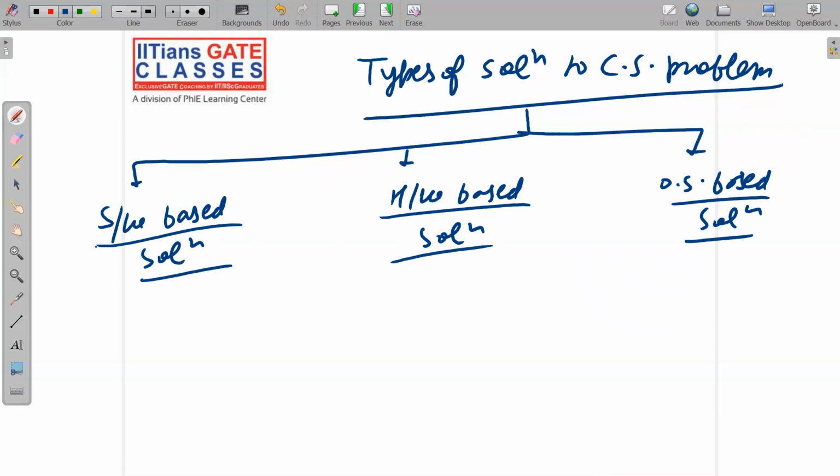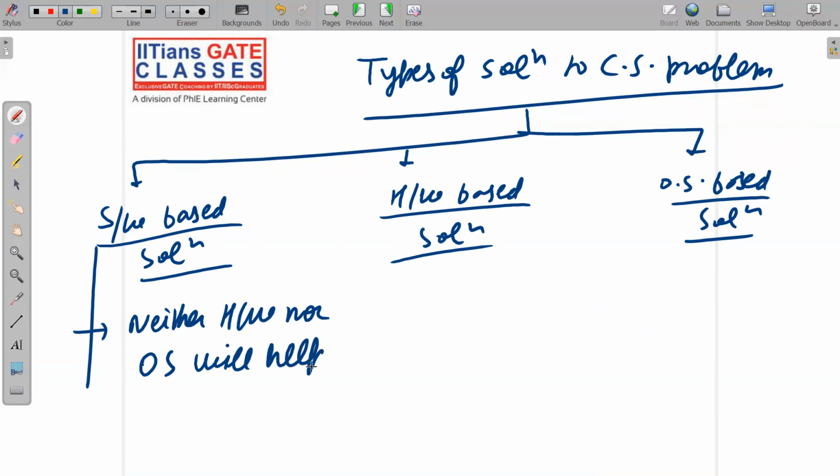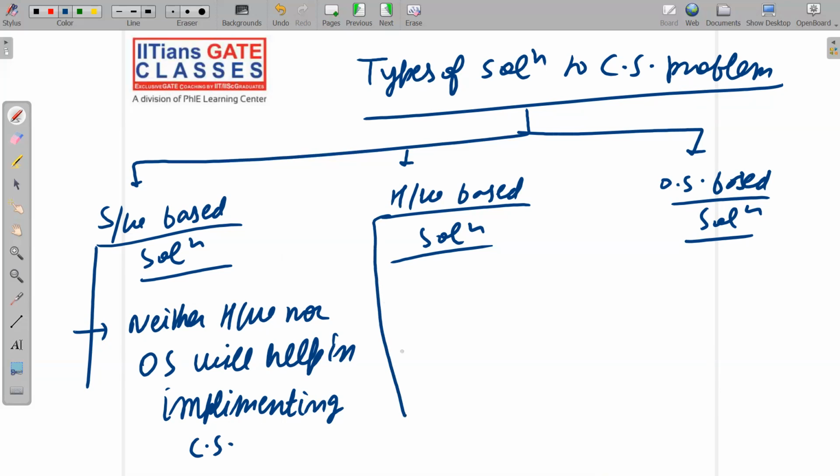Software based solution means neither hardware nor OS will help in implementing CS. Critical section problem means how to implement the critical section. Solution means we are actually trying to implement it. So neither hardware nor OS will help in implementing CS. No one will help us. So obviously software based means the user himself or herself has to write the code properly.